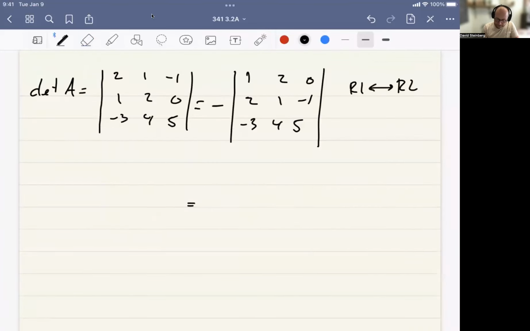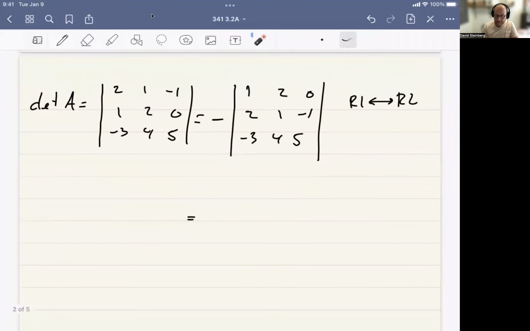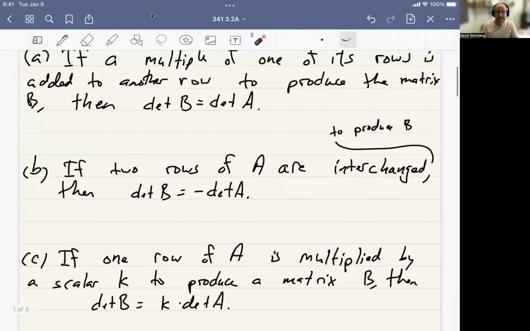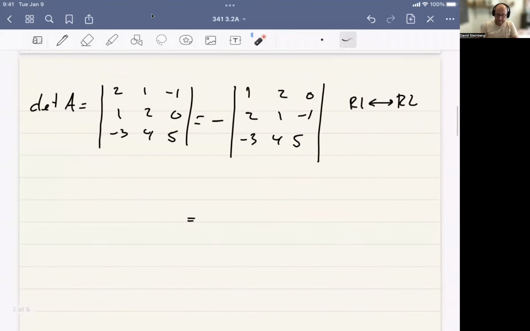Now we can do the things we usually do. The idea now is to row reduce this matrix into echelon form. And previously we saw that if our matrix is diagonal, then its determinant is just the product of the diagonal entries. So that's where we're headed, putting our matrix A in echelon form, each time changing the determinant according to this theorem. This theorem allows us to do any kind of elementary row operation, and we know how that affects the determinant.